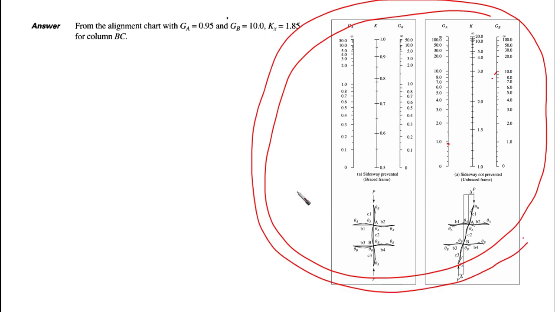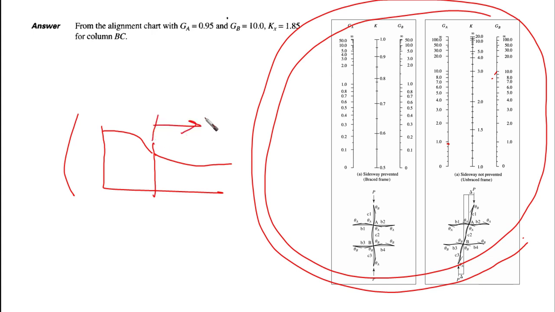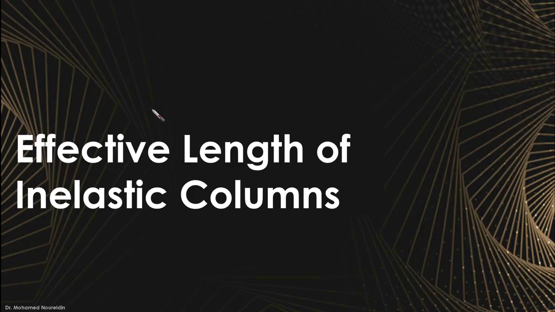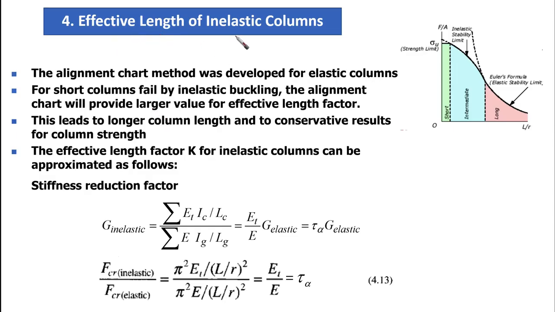So, elastic column theory. Do you remember that we said that if we have two parts here, a part at the proportional limit, this is going to be elastic, and here is going to be inelastic, right? So this is the part the alignment chart works for. However, for this inelastic part, we need to calculate or derive another alignment chart. So the point is, we need to understand first why we need to study the effective length of inelastic columns.